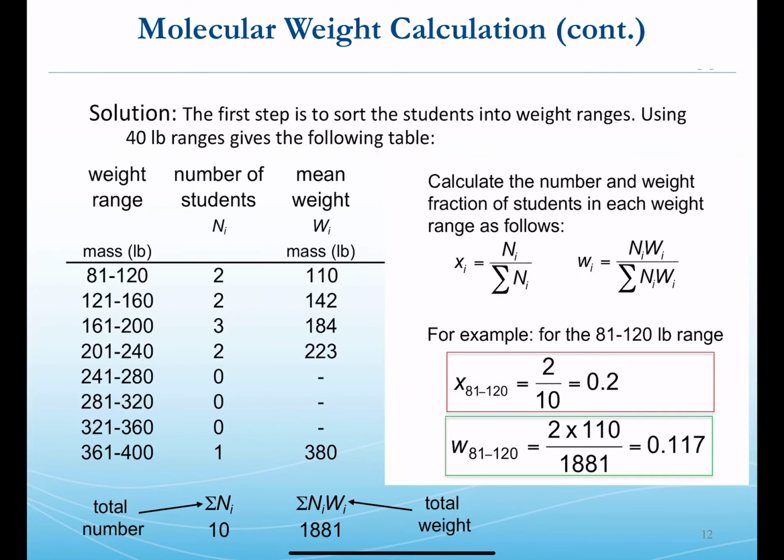Okay, so the first thing we're going to do is bin the data a little bit. So we're going to sort the student data into weight ranges. Those 10 students now have some of their weight information represented by only one row in this table. You'll see here the number of students, N_i, that contribute to the mass range between 81 and 120 is 2. An additional 2 other students contribute to the next mass range, between 121 and 160 pounds.